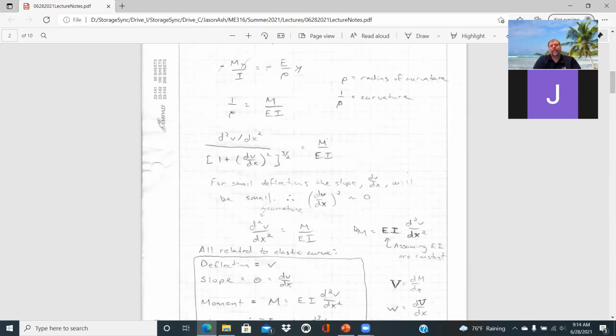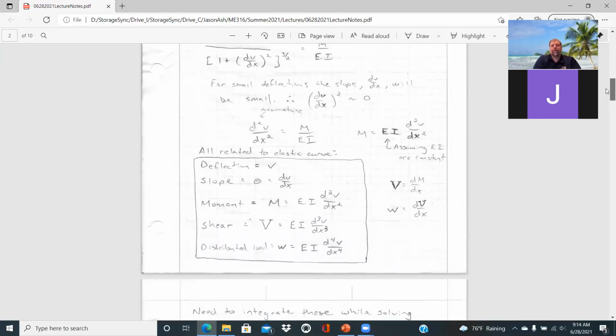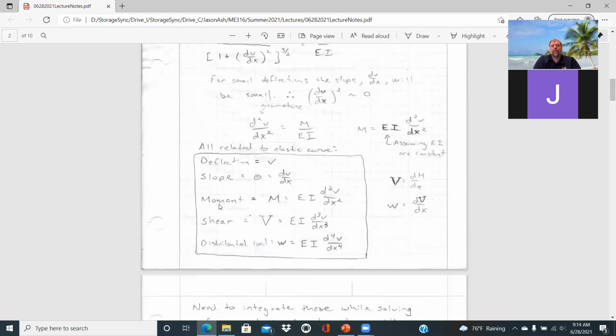And so if we rearrange this and solve, this is going to be an internal moment as a function of x, is equal to EI d squared v dx squared, assuming that E and I are constant. And that really puts us kind of square in the middle of how all of these items are related to one another, where a moment M is equal to EI d squared v dx squared.